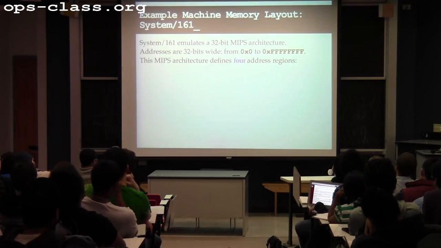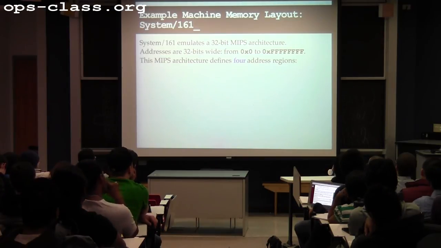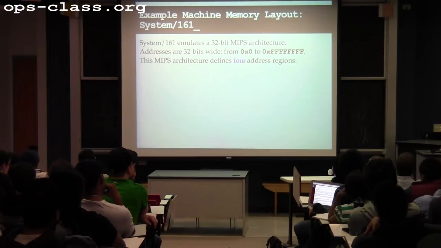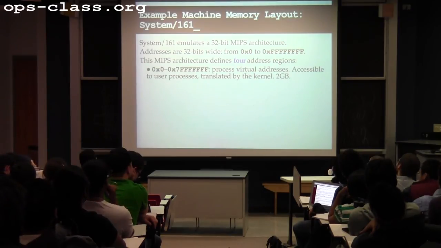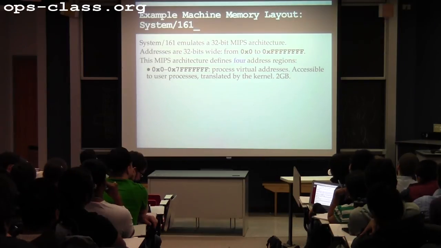But it's just a bunch of Fs, and there's 8 of them. And so the MIPS architecture, and now when we're talking about architecture, we're talking about hardware, right? This is something that the kernel has to deal with. This is the memory controller itself that implements this. The kernel has no control over it, right? And the MIPS architecture defines 4 address regions. Remember, this is an old system, right?